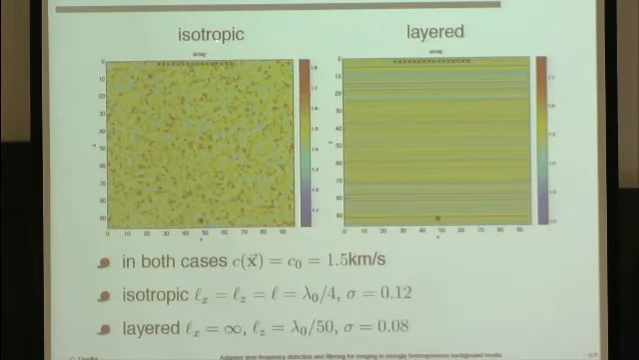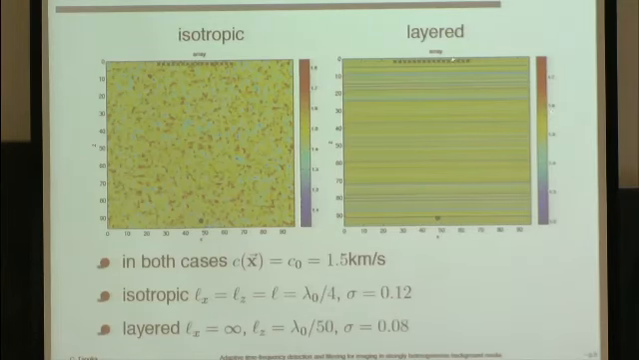This is what I call an isotropic random medium, because in this case the scale of the size of the fluctuations is the same in x and in z. It is isotropic, the fluctuations do not depend on direction, while the layered case is the completely anisotropic case, right? Everything is constant in the x direction, and it depends only on depth.